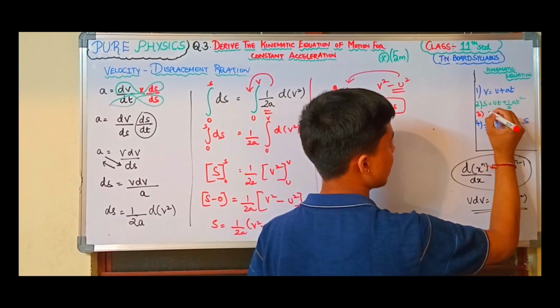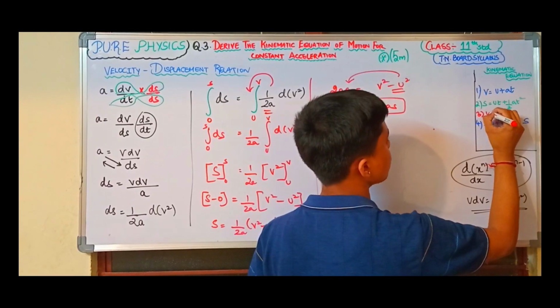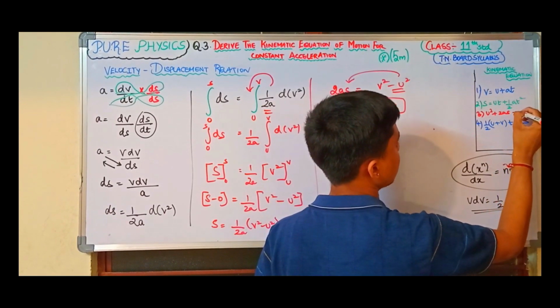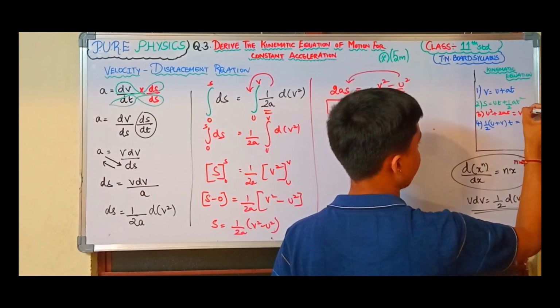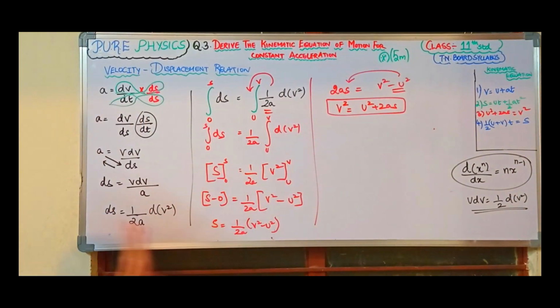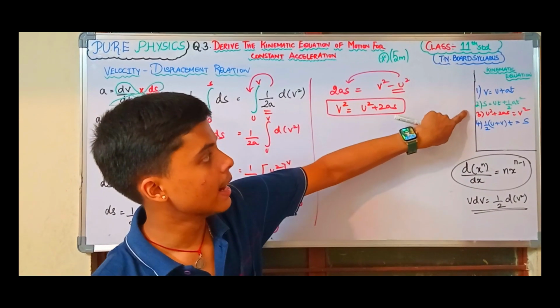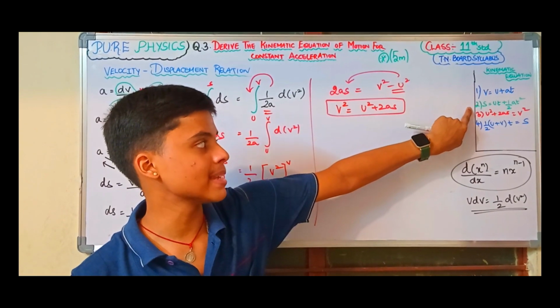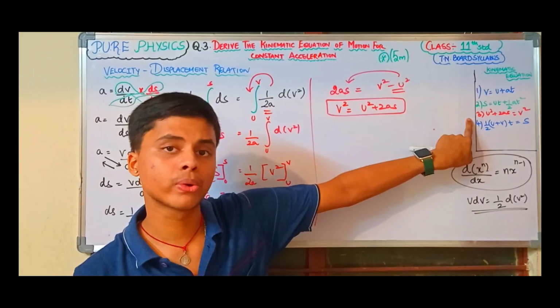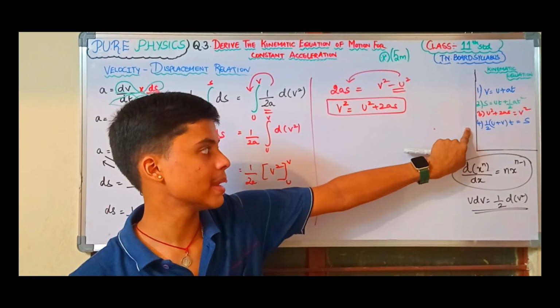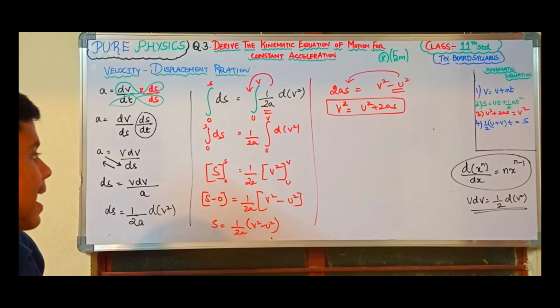So my third kinematic equation will be u square plus 2as is equal to v square. So my four kinematic equations are v is equal to u plus at, s is equal to ut plus half at square, u square plus 2as is equal to v square, and half into u plus v into t is equal to s.